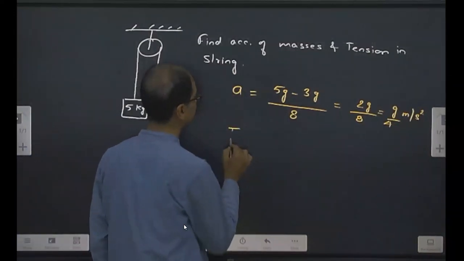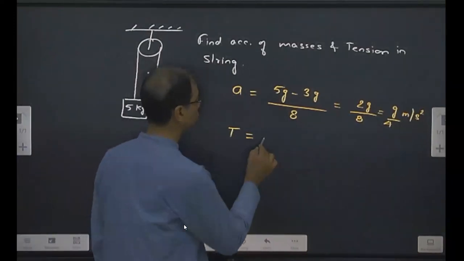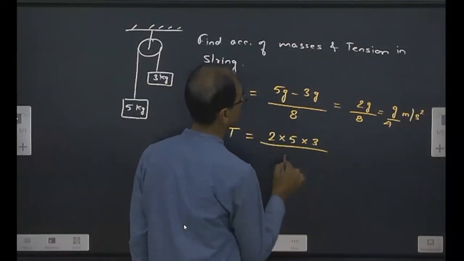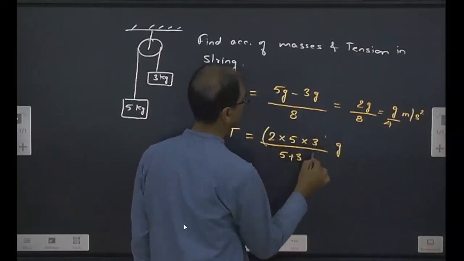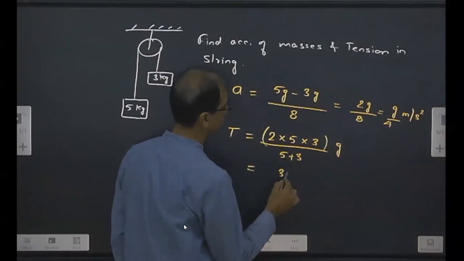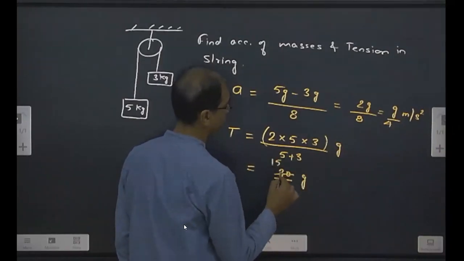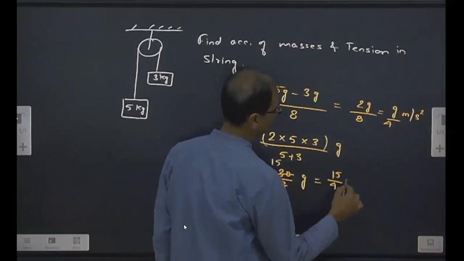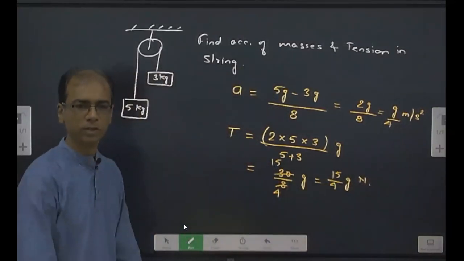Tension is 2 m1 m2 g by m1 plus m2. So 2 m1 m2 by m1 plus m2, into g. So this is 2 into 5, 10, 10 into 3, 30, 30 by 8 g. That means this is 15 by 4. So tension is 15 by 4 g Newton. And both are over. Finished.